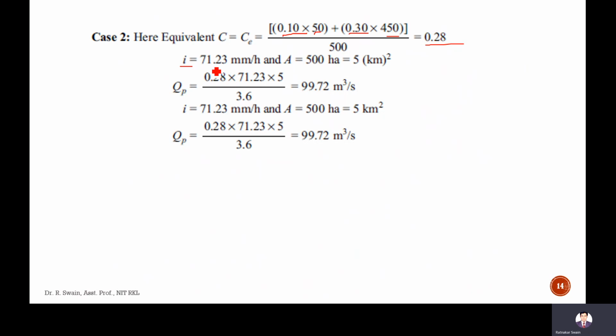I already determined the intensity, that is 71.23 mm per hour. A is 500 hectare, which is 5 square kilometer. If you put these in the QP equation, you get QP as 99.7 meter cube per second.